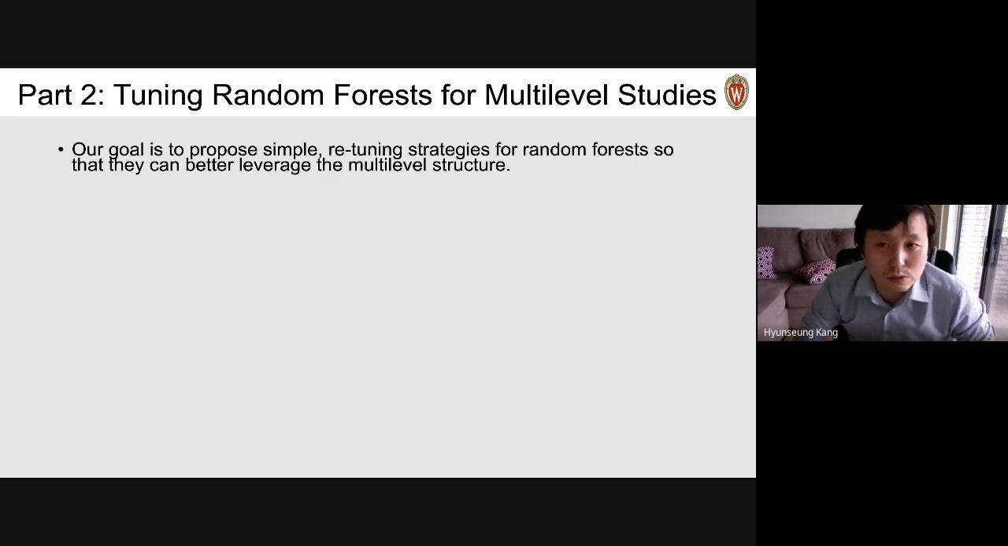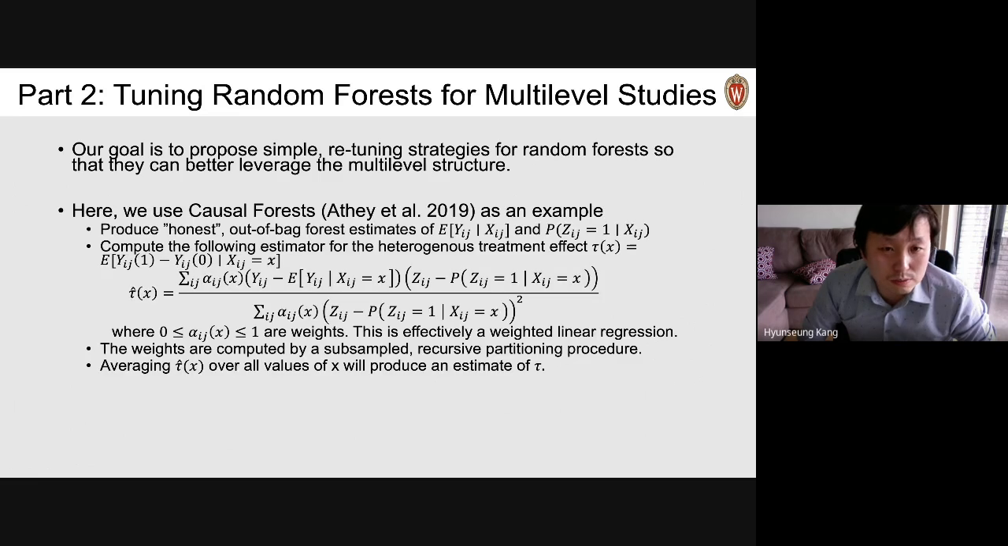And here we'll just focus on random forest because this one is the one that we understand the most. And the goal here is essentially, how do you refit random forest so that it can better understand the multi-level structure underlying the data set. So we'll focus on causal forest. This is the most famous one, as an example. Just as a brief overview of causal forest, how does this thing work?